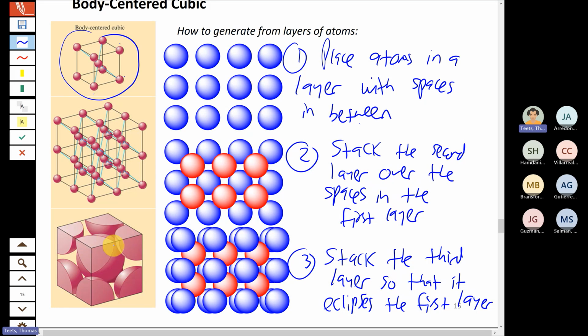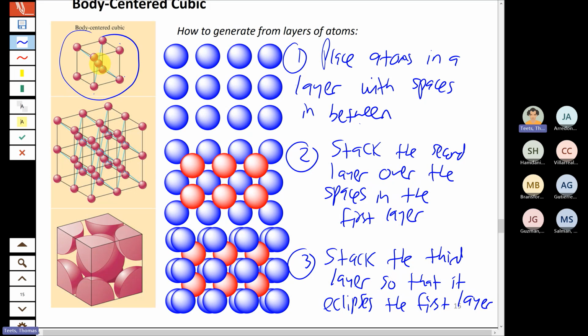This time you have little gaps in between the atoms. You're stuffing a whole other atom in the middle. And that's what it looks like. And then this is what the lattice looks like if you take this cube and stack it up on itself in all directions. Okay, so that's what body-centered cubic looks like.